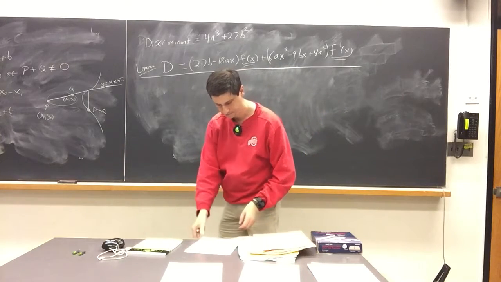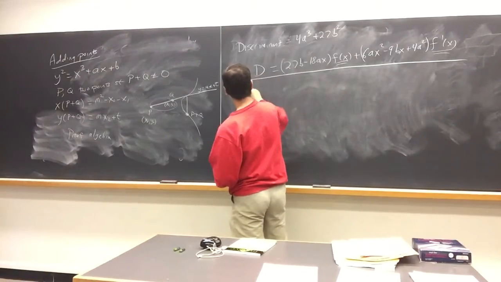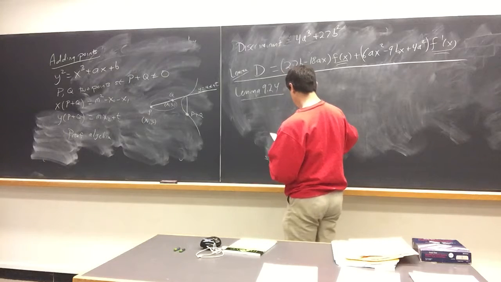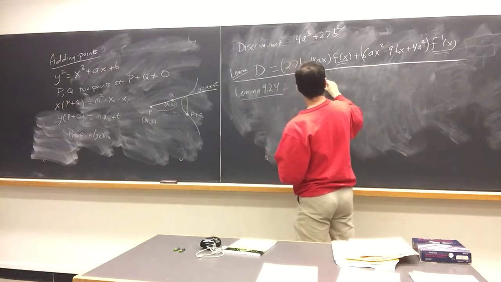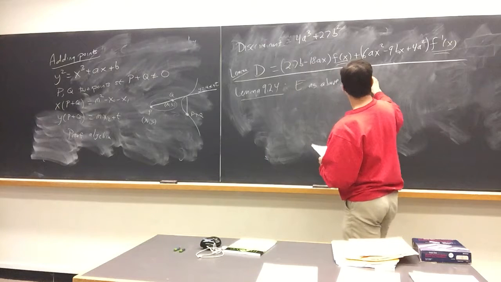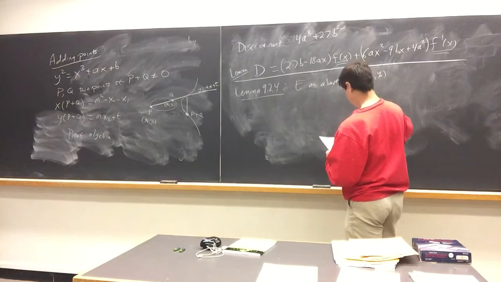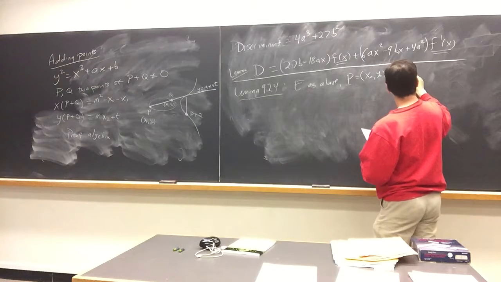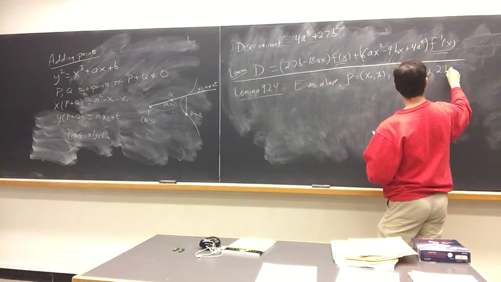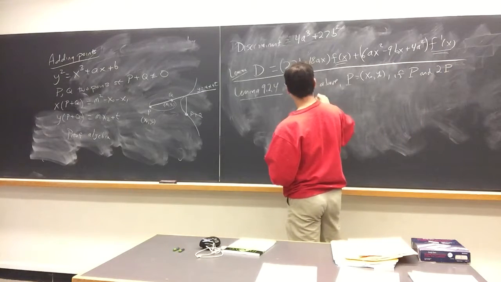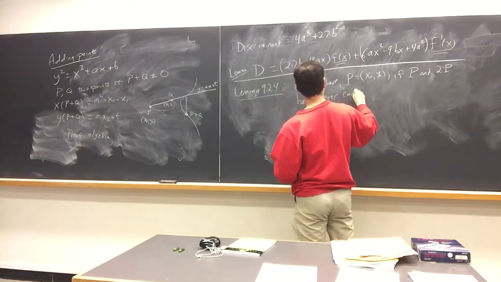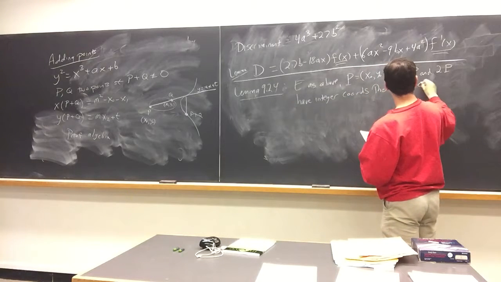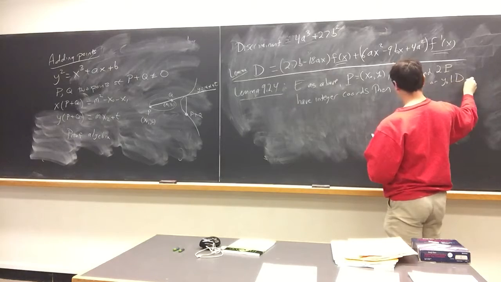All right, the next fun fact is Lemma 9.24. So everything is the same as above. E as above, P will be the point (x naught, y naught). If P and 2P have integer coordinates, then y naught equals 0, or y naught divides the discriminant.